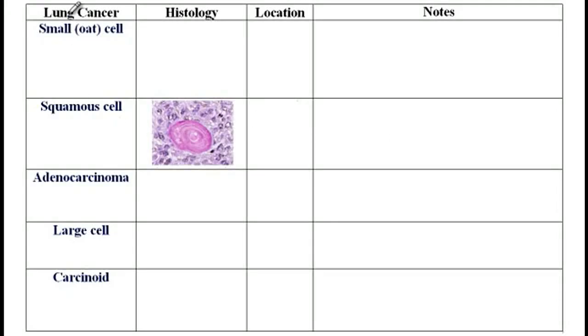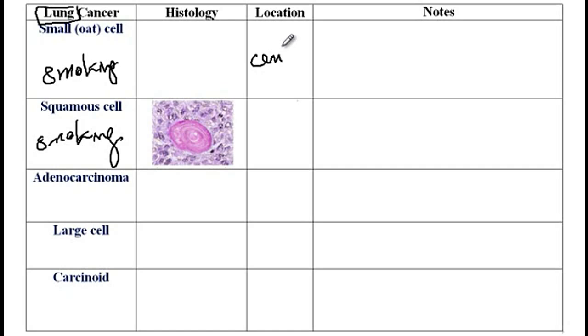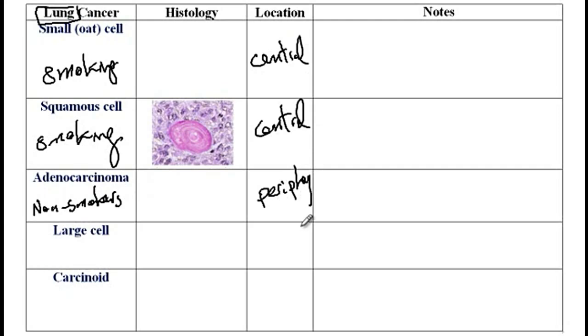Lung cancer is the leading cause of cancer death, and there are 5 different forms of lung cancer that you should be familiar with. Small cell lung carcinoma and squamous cell carcinoma are strongly associated with smoking, and these forms of cancer are located in the central lungs. Versus adenocarcinoma, which is the most common cancer of non-smokers, and it's in the periphery, as well as large cell, which is also in the periphery of the lungs.